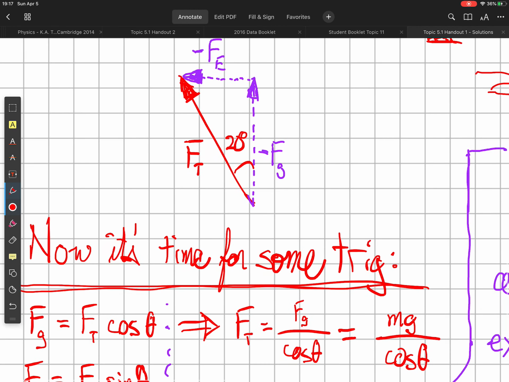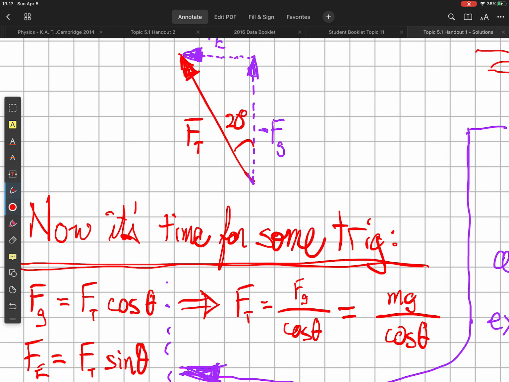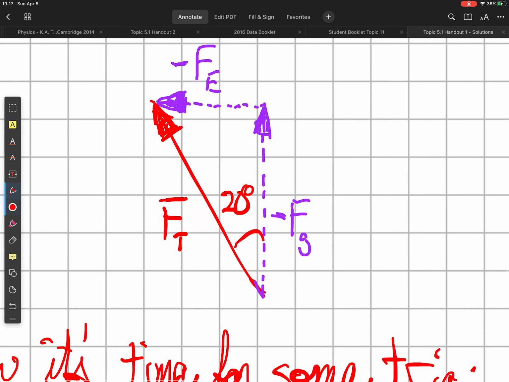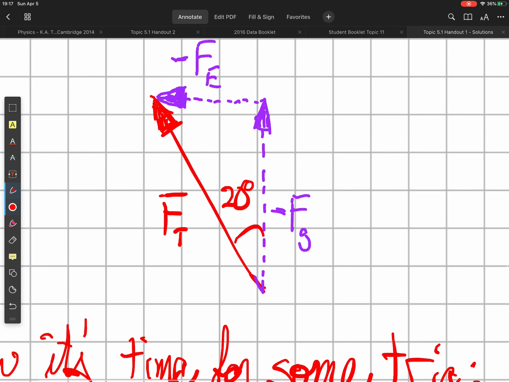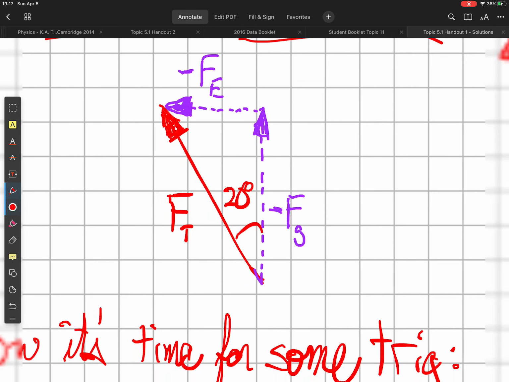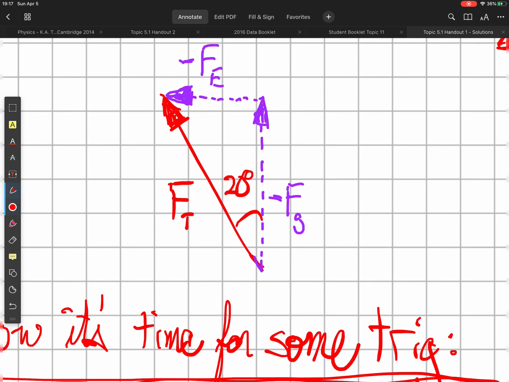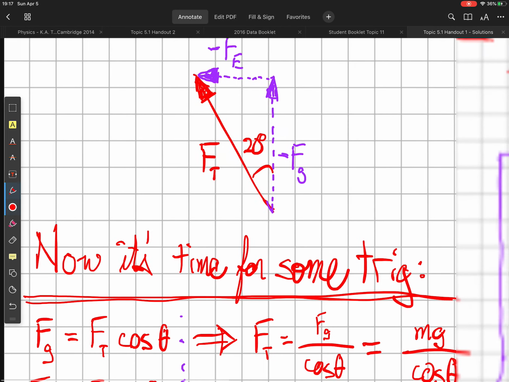Okay, so we have to do a little bit of trigonometry here, where F of g is going to be equal to F of t times cosine theta. Note that we have a right angle triangle. Remember what I said when I said that was going to be convenient? Well, this is that time. So for our right angle triangle, the force of tension is our hypotenuse. If we consider it in terms of a unit circle, the force of tension there would be equal to the radius of the unit circle.